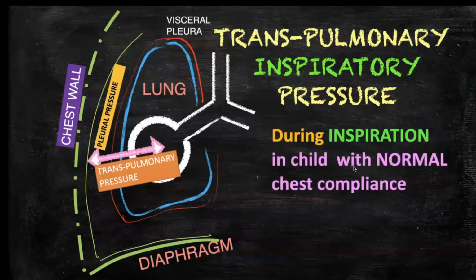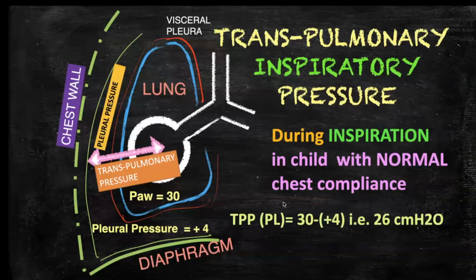So in a clinical situation, if a patient has normal chest wall compliance and your airway pressure displayed on the ventilator screen is, for example, 30, and your pleural pressure is, for example, a normal around +4, your transpulmonary pressure will be 30 minus 4, that is 26, which is quite all right, which is quite near to your airway pressure displayed on the ventilator, 30 and 26. And you can ventilate the patient looking at the airway pressure displayed on the ventilator screen.